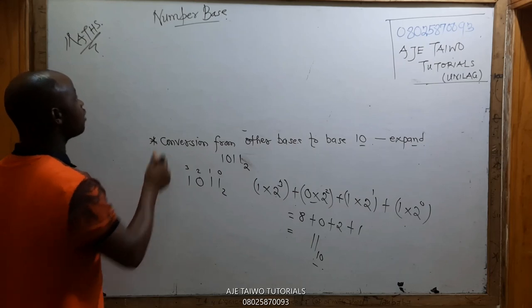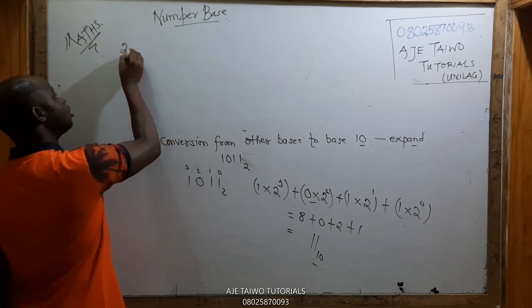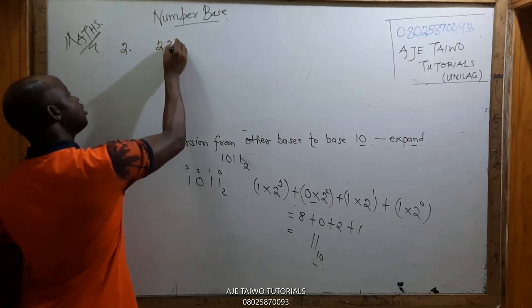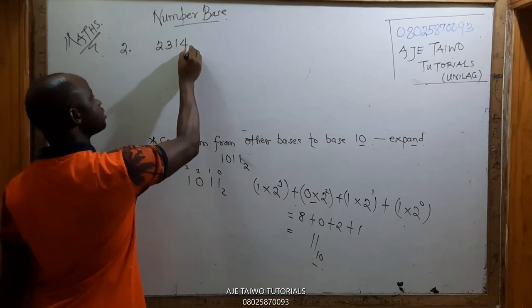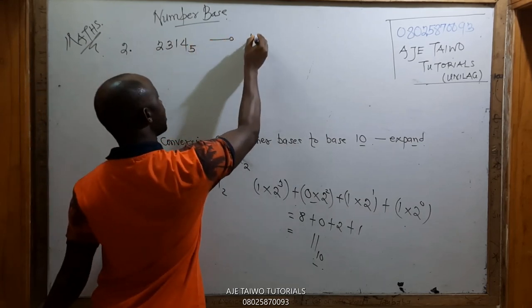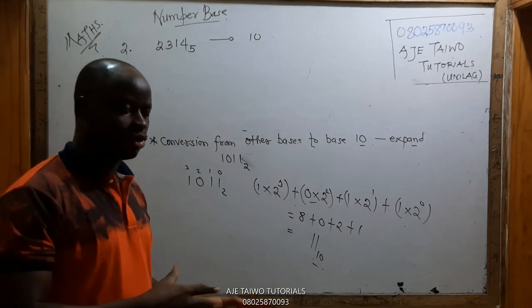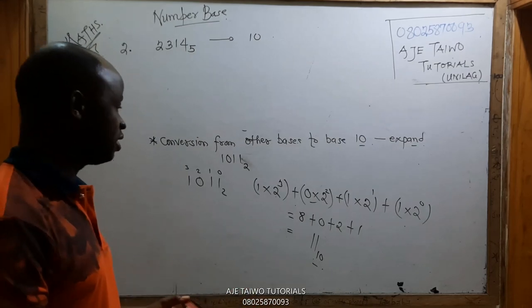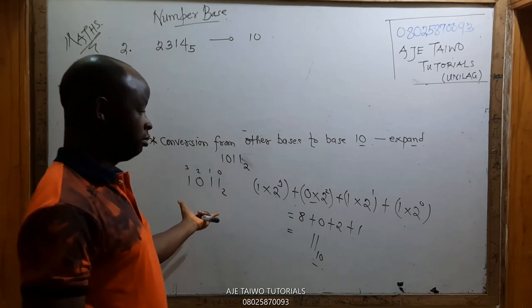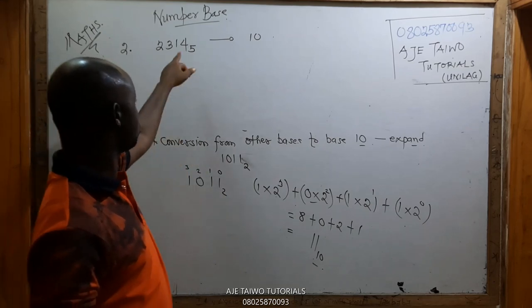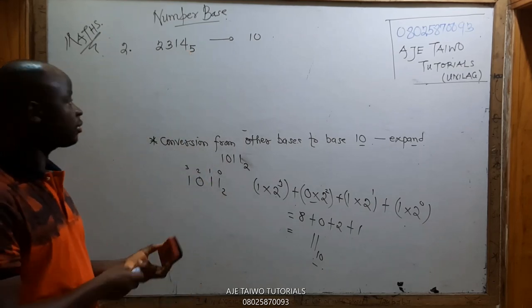If I ask you to convert, let's say, 2314 base 5 to base 10, please just watch. This is another one. I don't care what the base is. That's the second way of setting it. This is binary, base 2. This is base 5. Okay, let's convert.